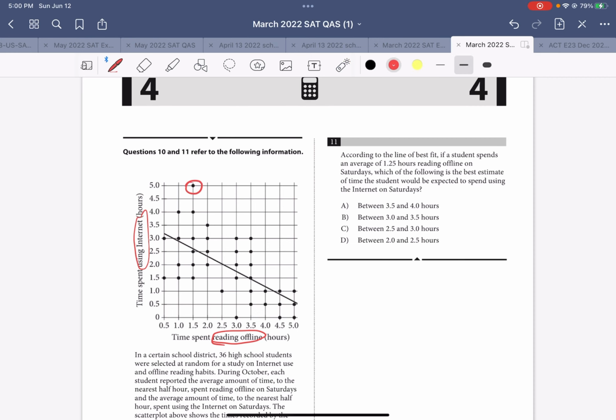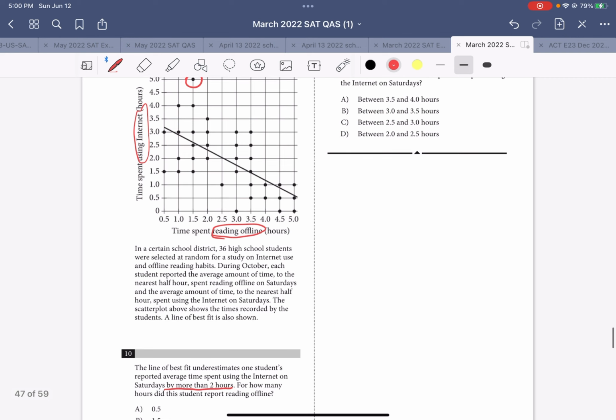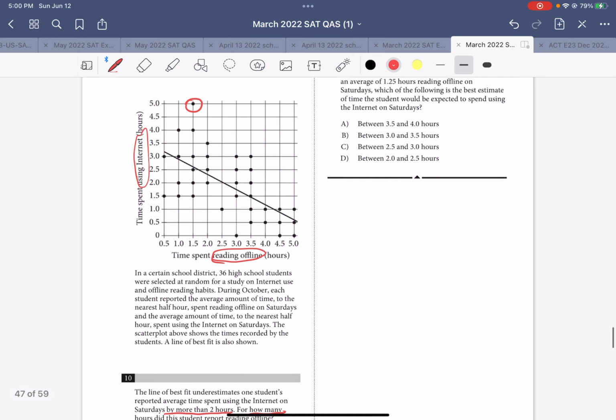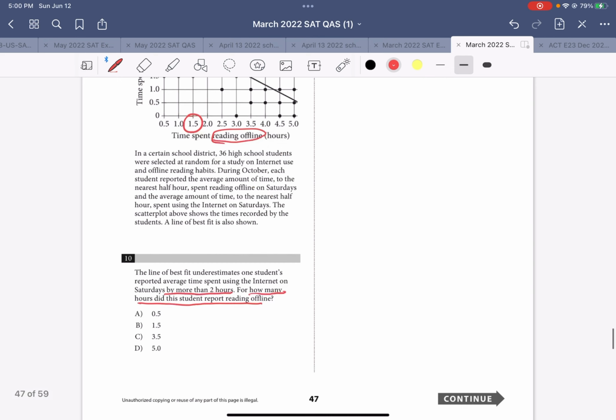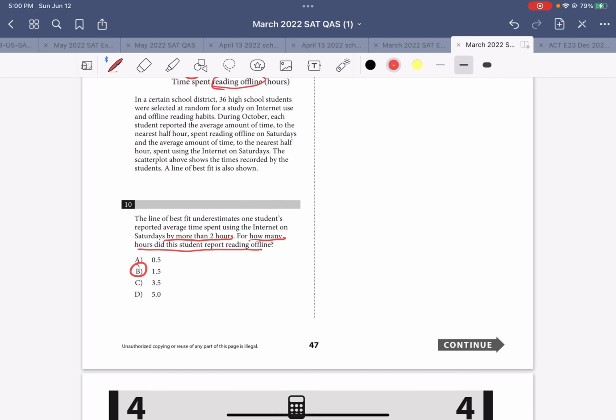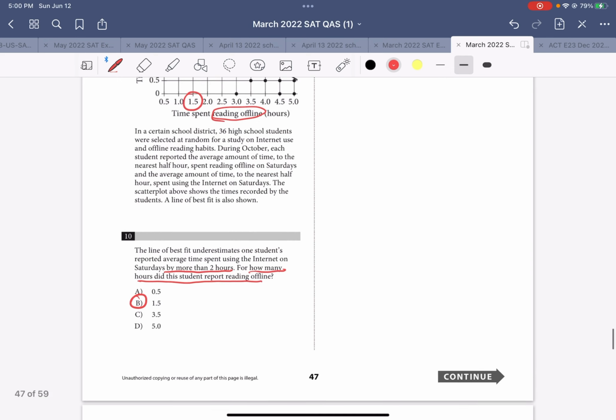So they talk about this one. And then how many hours did the student report reading offline? So they talk about the x value for that student, 1.5. So answer B. Okay, so you have to see which dot they represent in the description. So should it be that point?